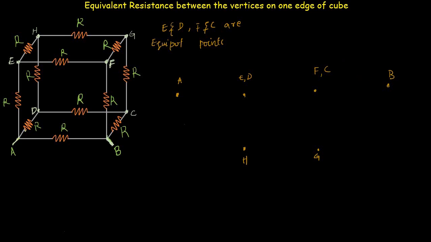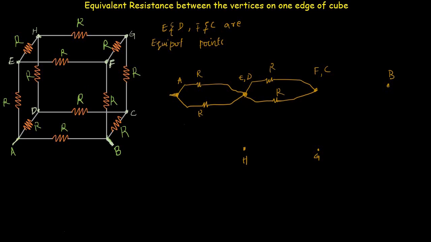So in between point A and D, we have this resistor R. And in between point A and E, we have this resistor R. Now in between point E and F, we have another resistor R. And in between point D and C, we have this resistor R also.